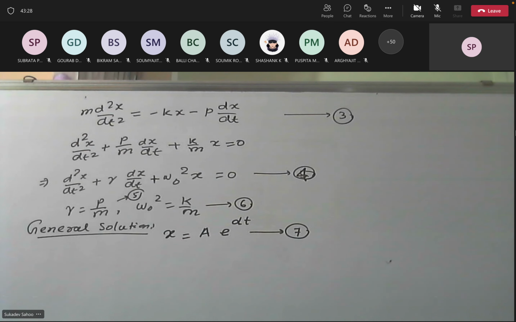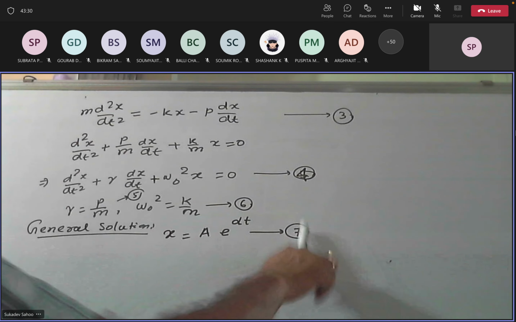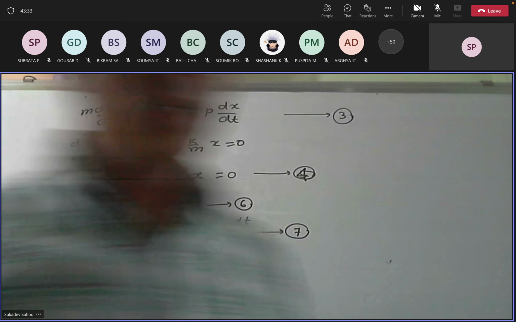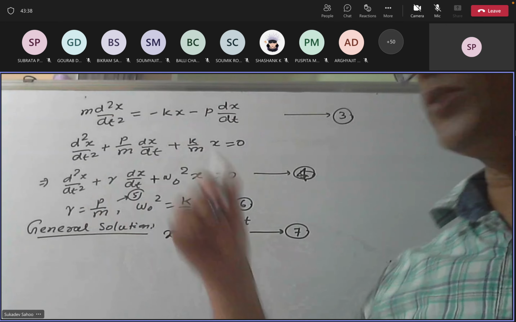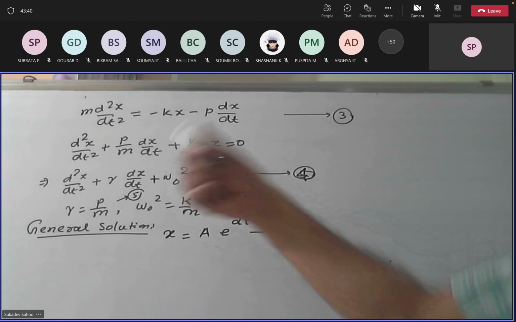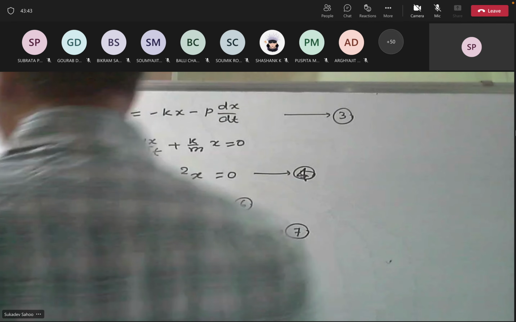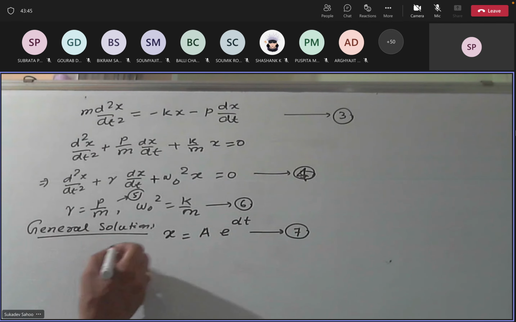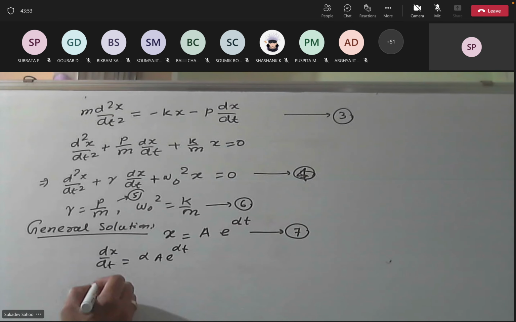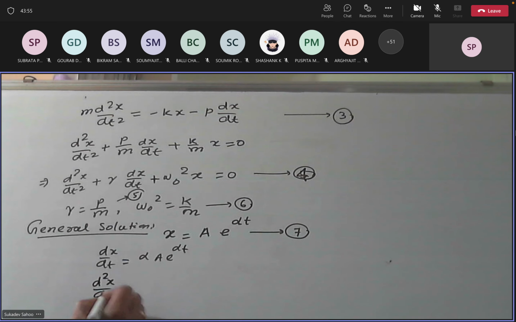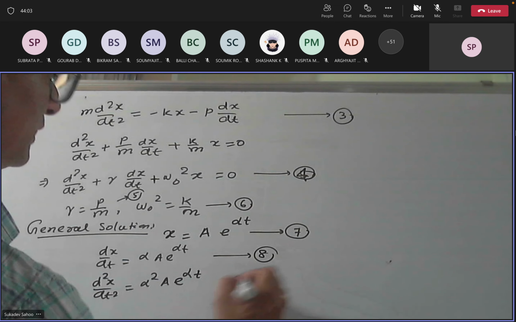Everybody clear? If equation number 7 is the solution of equation number 4, then equation number 7 should satisfy equation number 4. That means the value of x should satisfy this equation number 4. So if x equal to this, find out the value of dx by dt. That will be alpha a e to the power alpha t, and d square x by dt square, that is alpha square a e to the power alpha t. So this is 8, 9.